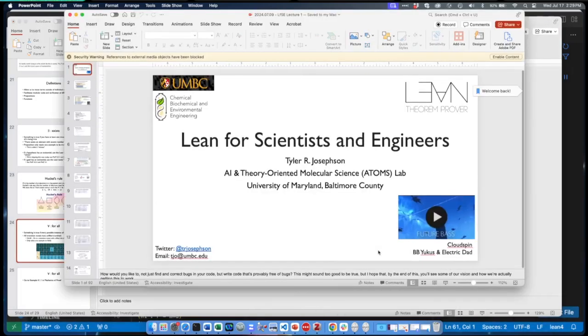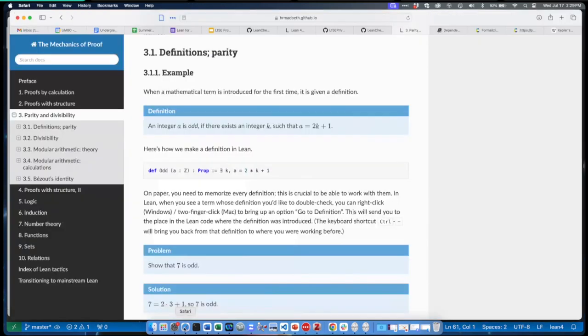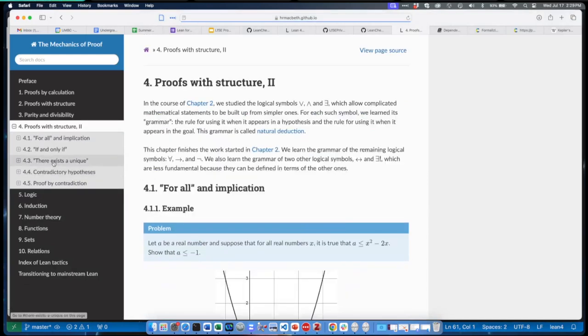Are existence proofs more meaningful when we're looking to find a unique witness in the domain? I'm not sure. Mechanics of proof, proofs with structure 2, has 4.3, there exists a unique. So I'm not covering any of that here. Dig into mechanics of proof 4.3 and learn about how that is set up.